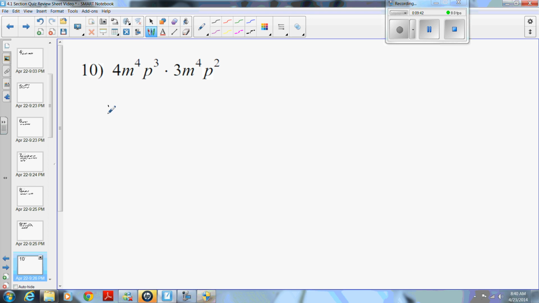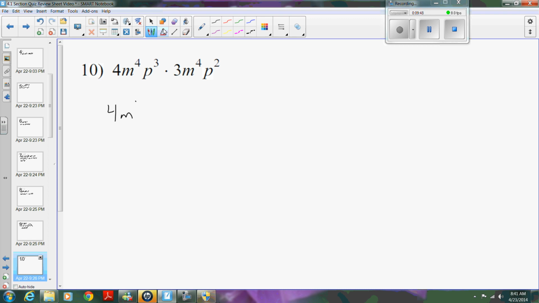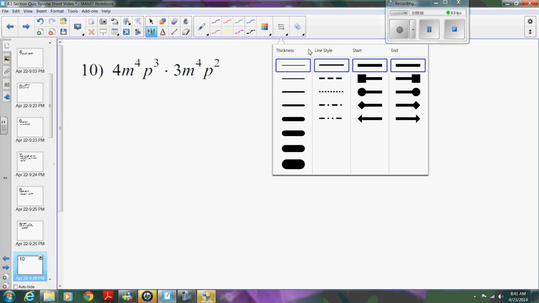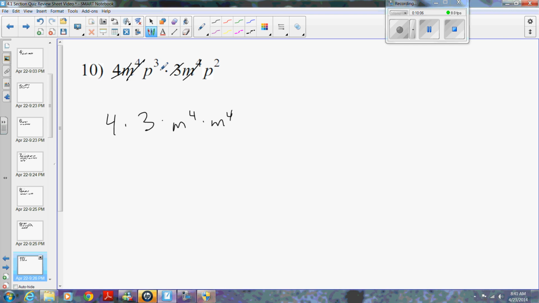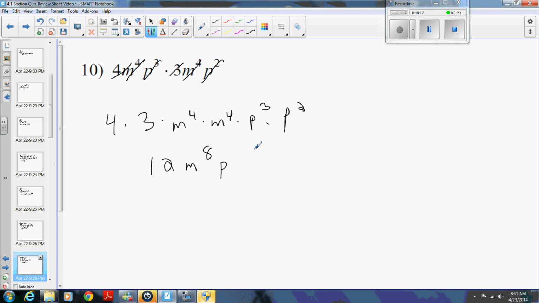Okay, number 10. So we have 4m to the 4th. Why am I just rewriting that? That doesn't make a lick of sense. So once again, I'm just going to reorganize these in terms of their coefficients first, and then the m's, then the p's. So that's 4 times 3 times m to the fourth times m to the fourth. Okay, I can cross that out as I did before, times p to the third times p squared. Right. So 4 times 3 is 12, m to the fourth times m to the fourth is m to the eighth, and then p cubed times p squared is p to the fifth power.